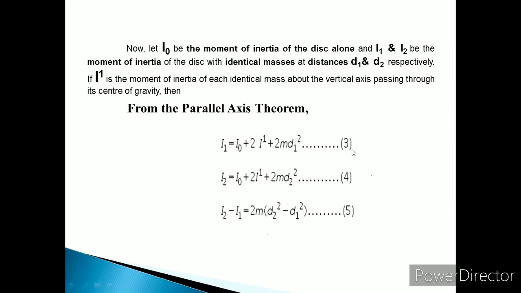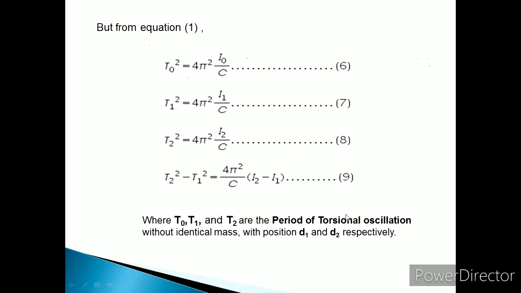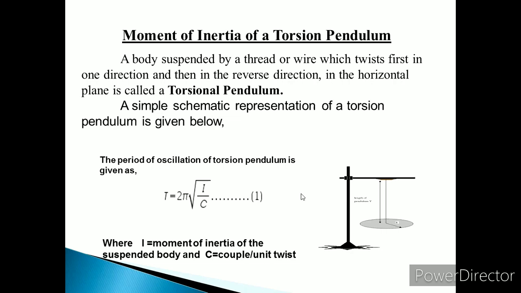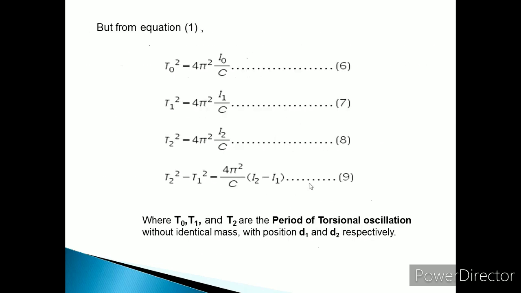Once again, this is equation number 3, this is equation number 4. 3 minus 4 gives equation number 5. We know from equation 1, go to the previous slide, this is equation number 1. We may write, squaring on both sides, T0 square is equal to 4 pi square into I0 divided by C. This is equation number 6.